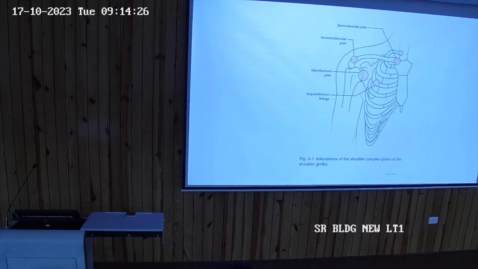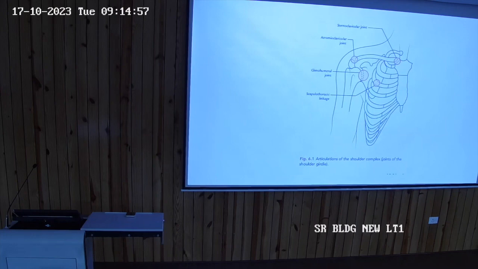And second thing, the recurrence of the dislocation is also common. All right. Now let's see what are the articular surfaces of the joint. Whenever we talk of any joint, first thing is the type of the joint, stability of the joint, and articular surfaces.